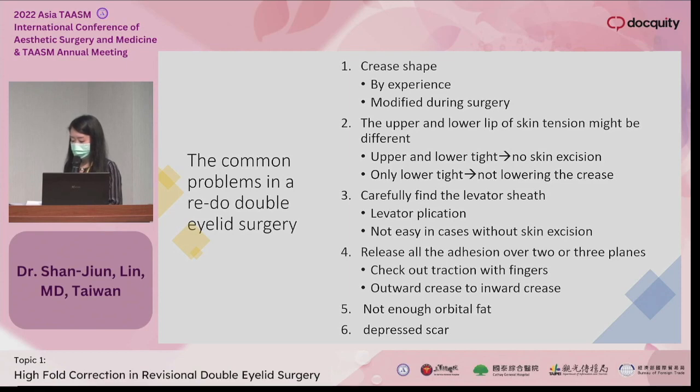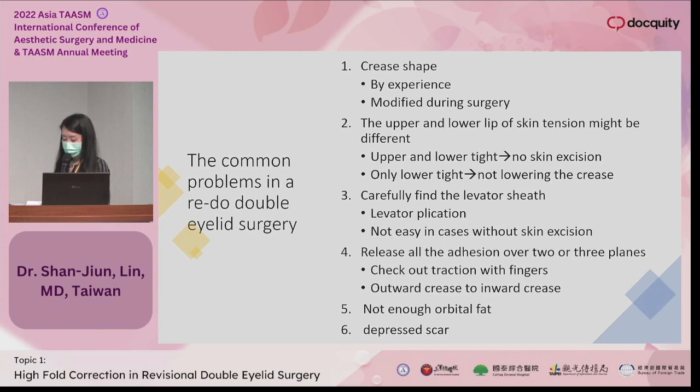The second is that the upper and lower flap skin tension might be different. If both the upper and lower skin are tight, no skin excision will be better. But if only the lower flap is tight, the wound should not be too much lower than the old one. The third is that we should find the levator sheath carefully, especially in cases that had received levator plication or are going to be done without skin excision.